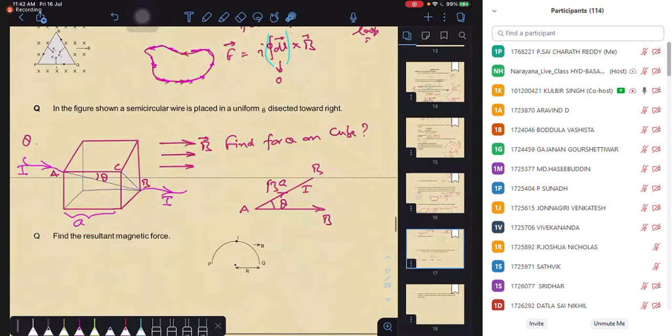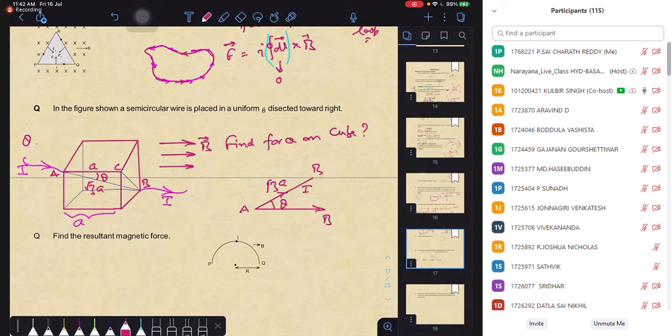So in the triangle, if you just focus on it, AC is a, and what is my BC? Okay, forget about BC. What is my AB? AB is √3a.